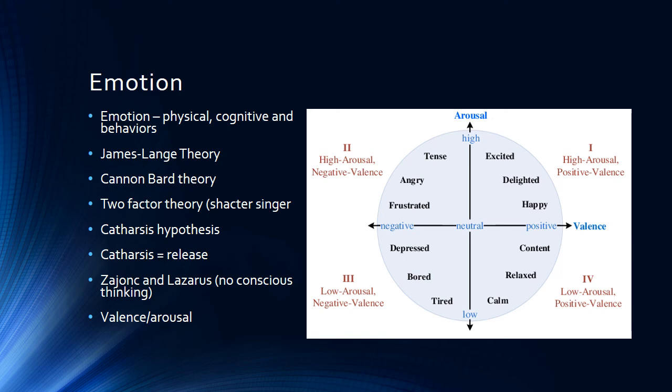Here off to the right hand side, you have valence versus arousal. Be good with these. High arousal, low arousal. So think high arousal, very outgoing or very expressive. Low arousal, not very expressive, more in that chill zone. Positive versus negative valence. Positive, good emotions. Negative, bad emotions.